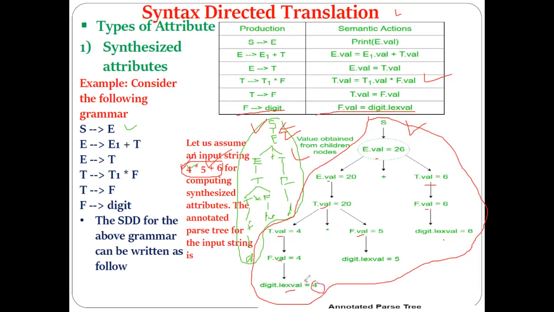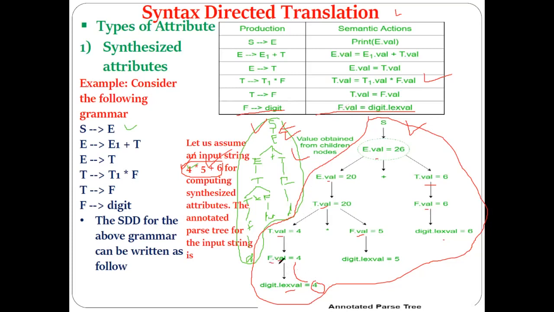Okay. And then we go in the bottom up manner. Now we come to here. Now digit, whether digit dot lex value can be reduced to f? Yes, digit can be reduced to f. So digit, now rule for that is what? Digit dot lex value reduced to f dot value. So that is the reason.